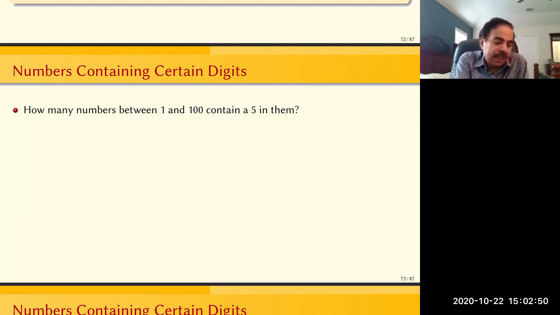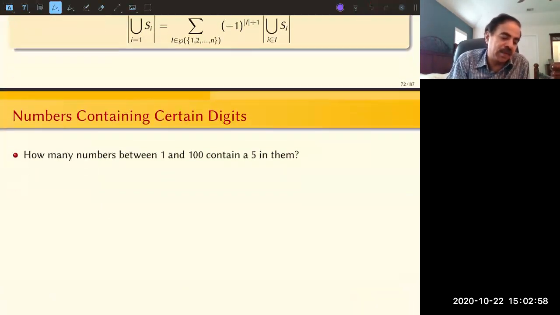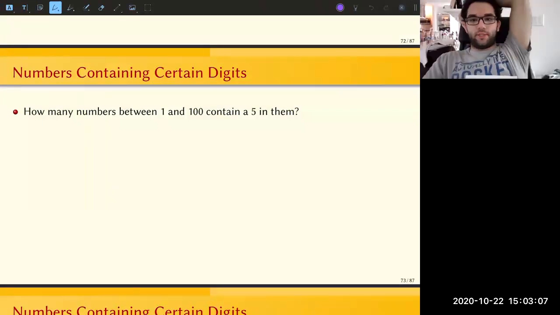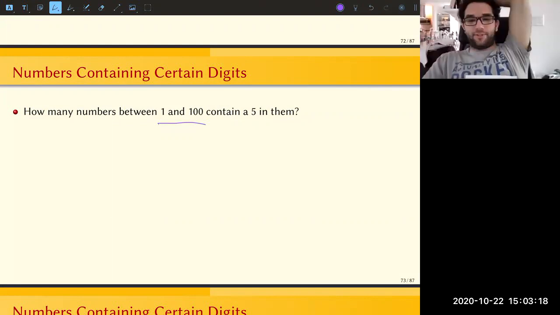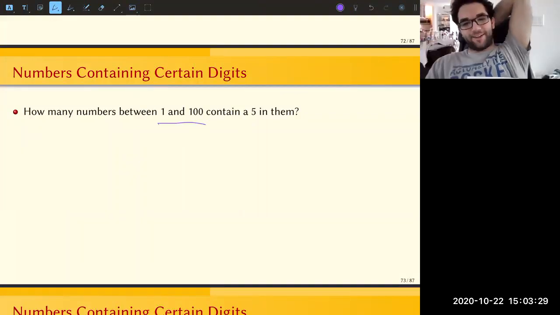Okay, so let's try to answer this question. How many numbers between 1 and 100 contain a 5 in them? Anybody want to try? Is it an infinite amount? Or no, we're talking about just integers. In counting, yeah, we will not think about all the rational and real numbers. Got it. Okay, then 10.